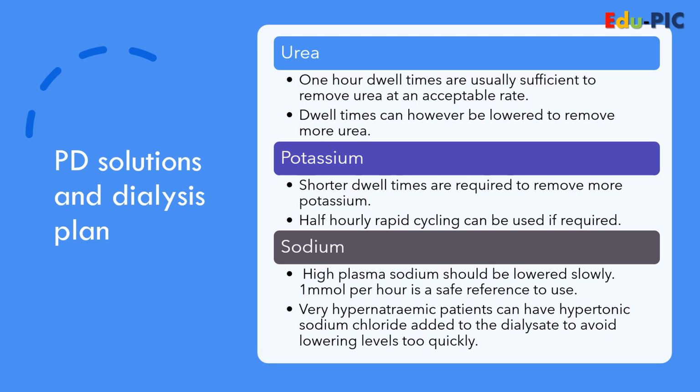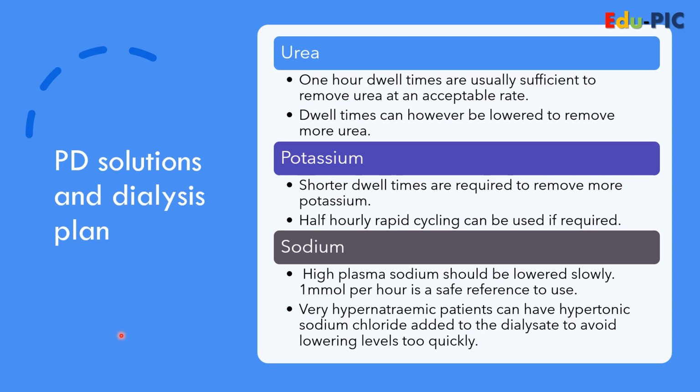So if you're targeting urea as one of your main targets in your dialysis process, then a 1 hour dwell time is usually sufficient to get urea out at an acceptable rate. Remember that if you shift a lot of urea really quickly, then you might get the patient into cerebral edema. Then you can adjust your dwell times according to your urea clearance accordingly. The potassium, on the other hand, will be shifted in shorter dwell times. So if you're not using longer dwell times, you're possibly going to be shifting lots of potassium really quickly in most standard fluids where you haven't added potassium. So be careful, because half-hourly rapid cycling can be enough to shift that much potassium.